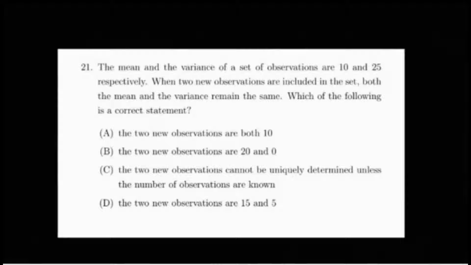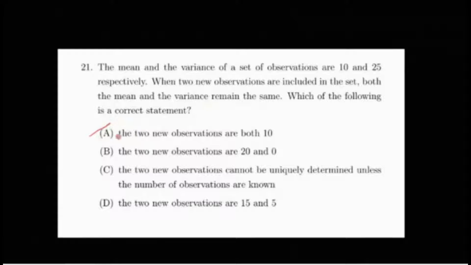Today we are going to solve this problem from ISI MStat 2021, problem 21 from the PSA section. The problem says that the mean and the variance of a set of observations are 10 and 25 respectively. When two new observations are included in the set, both the mean and the variance remain the same. Which of the following statements is correct?